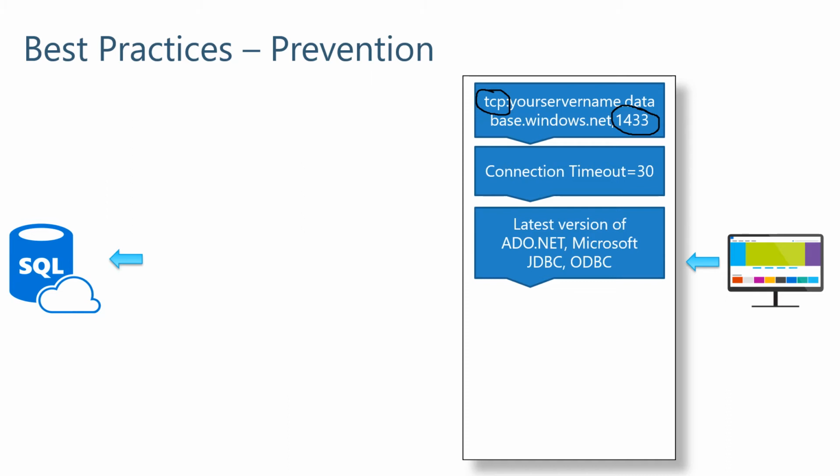A strong recommendation is to always use the latest version of .NET, Microsoft JDBC or ODBC. For example, with ODBC version 13, you are going to be able to connect using Azure Active Directory. With previous versions of ODBC, you are not able to use Azure Active Directory.